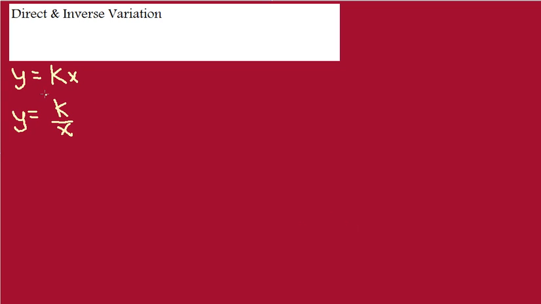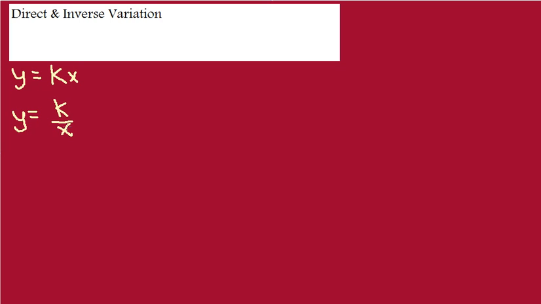Here we have an example. We have direct variation, and this is said y varies directly as x. This one, y varies inversely as x. Basically what this means, as y goes up, x also goes up at a certain rate. As y goes up, x goes down at a certain rate. The k value is called the constant of variation.